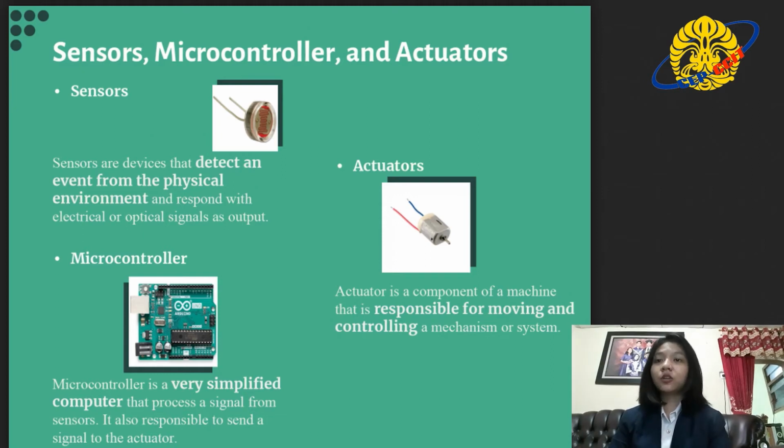Microcontroller. A microcontroller is a very simplified computer that processes signals from sensors. It is also responsible for sending a signal to the actuator. And the next is the actuator, a component of a machine that is responsible for moving and controlling a mechanism or system.